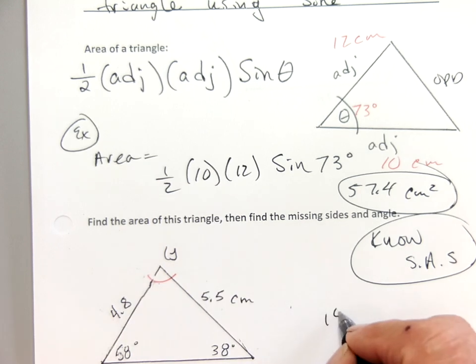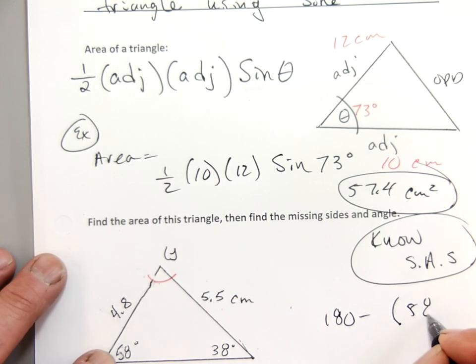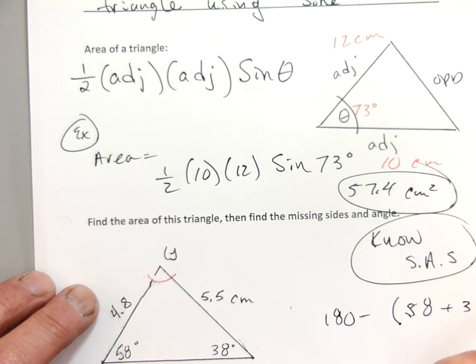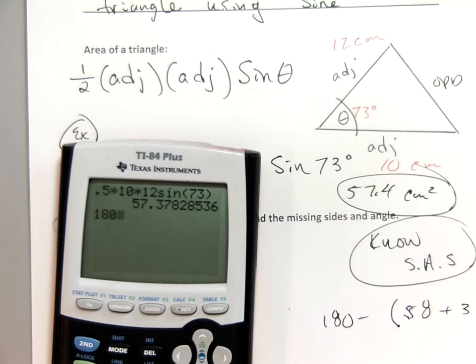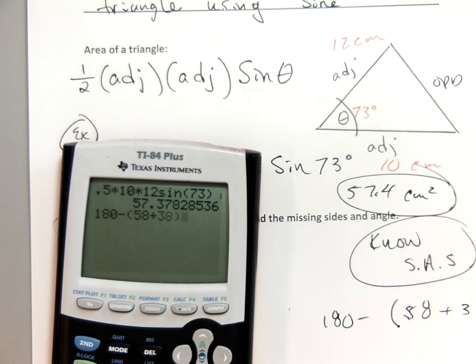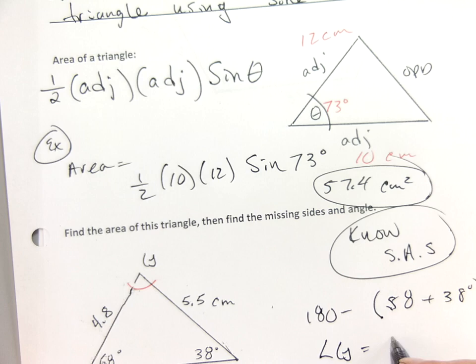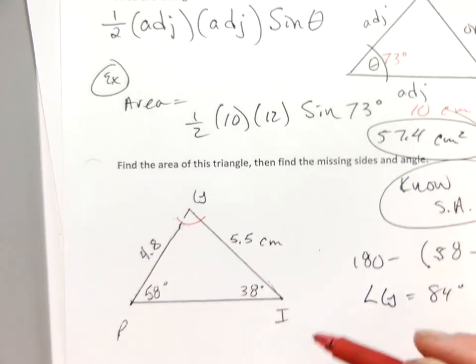So I'm going to go 180 minus the sum of my 58 degrees plus my 38 degrees. And I'm just going to go, okay, 180 minus the sum of 58 plus 38. I get an answer of about 84 degrees. So angle G is 84 degrees. So I'm going to put that in there. That's going to be helpful, okay?